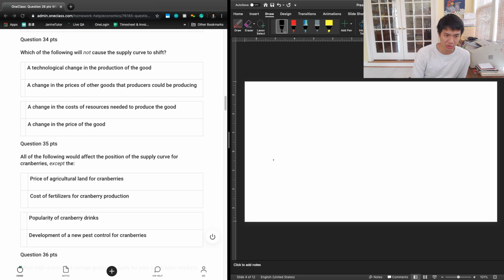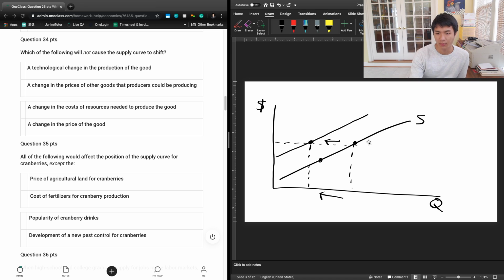And finally, D, a change in the price of the good. Just like we talked about in the last question, right? If we're talking about a change in the price, we're not talking about a shift between curves. We're talking about a movement from one point on the curve to another point on the curve. And that's what is characterized by the supply curve overall, the relationship between price and quantity supplied. And so if a change in the price occurs, we don't see that causing a supply curve shift. And that's why D is going to be the right answer here.